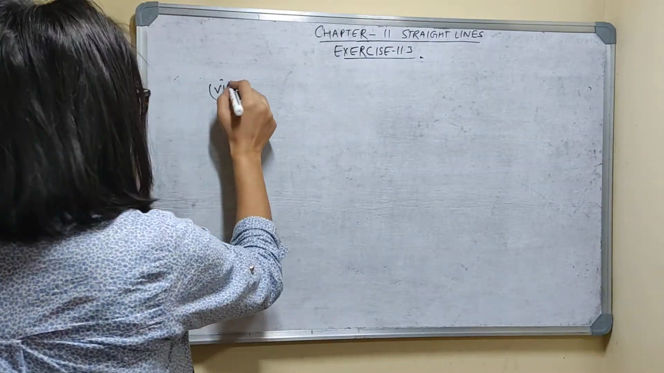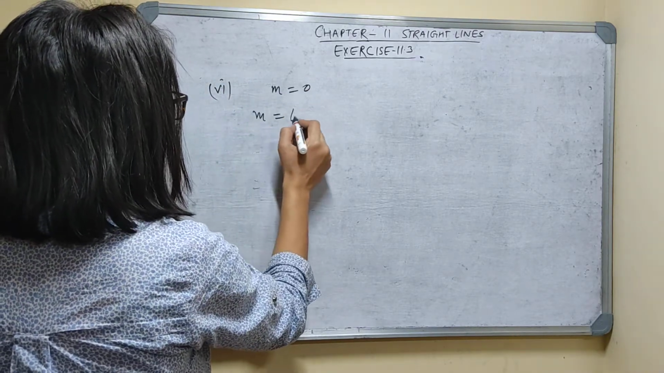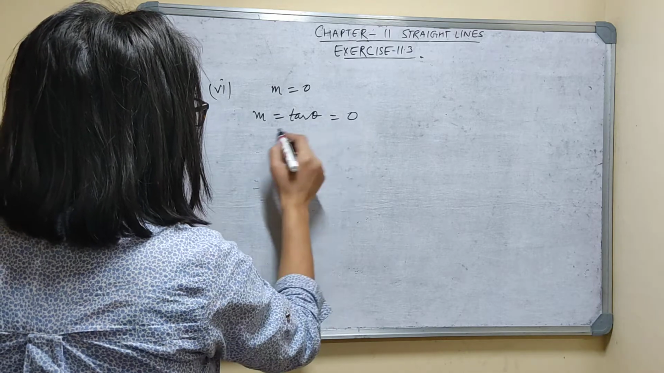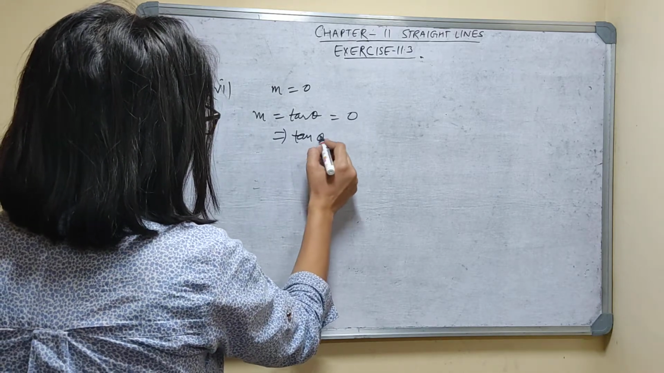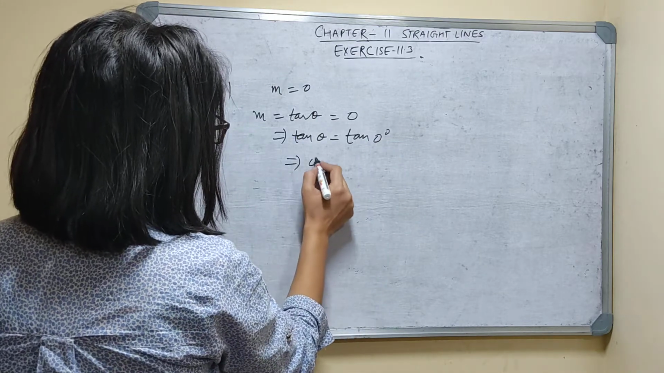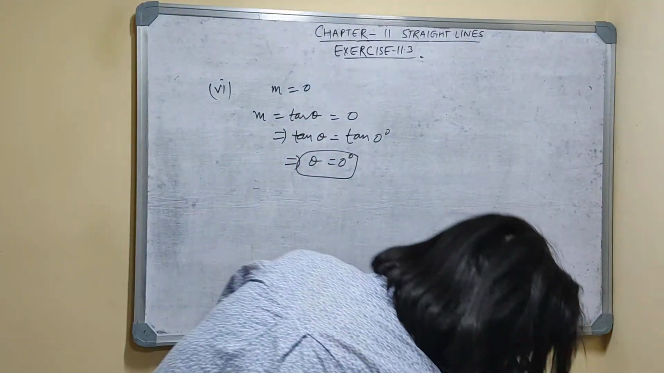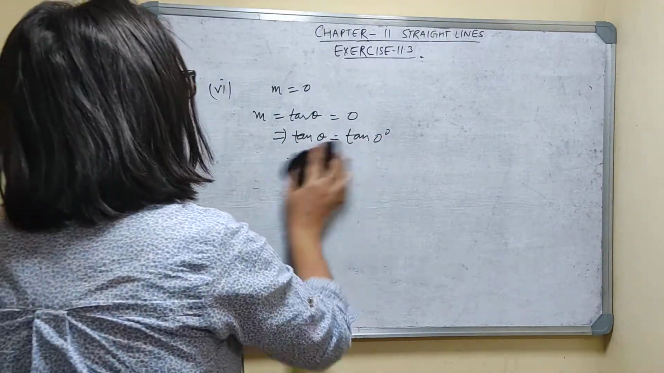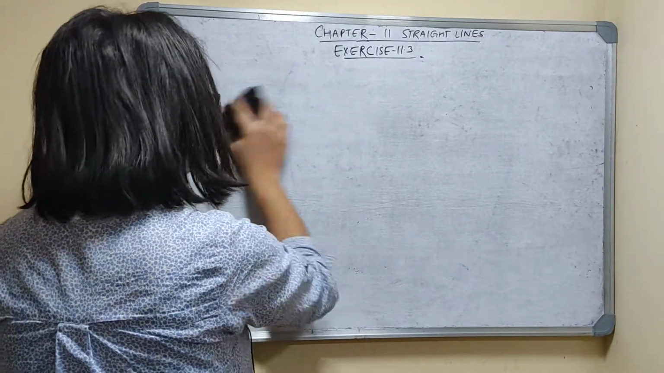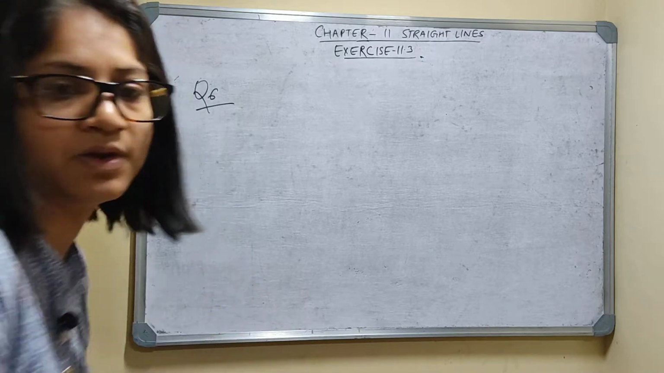Part 6th you can see M is equal to 0. So M is equal to what? Tan theta is equal to 0. So tan 0 degree. So theta is equal to what? I know tan 0 is equal to what? 0. So theta is equal to 0 degree. Now question number 6th. You can see question number 6th.